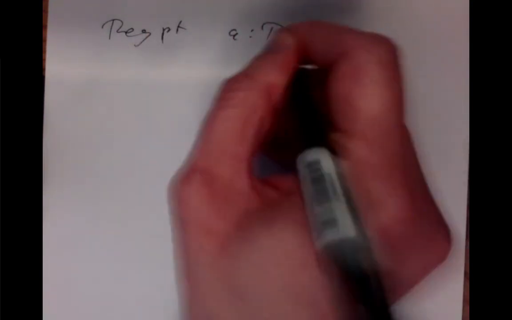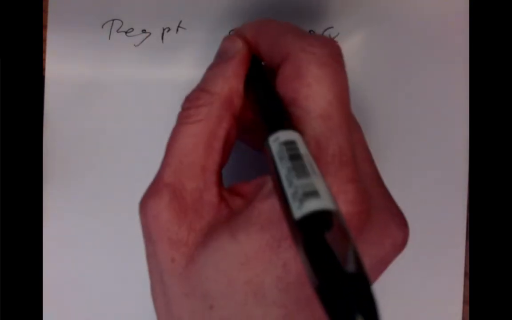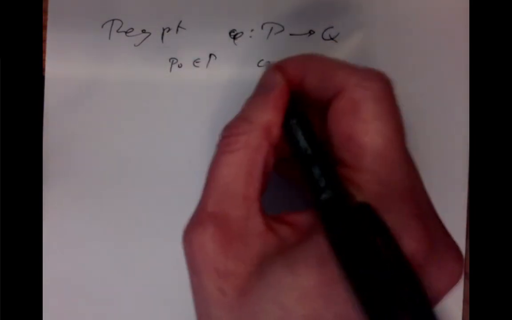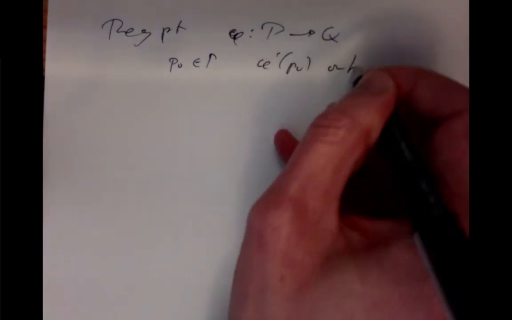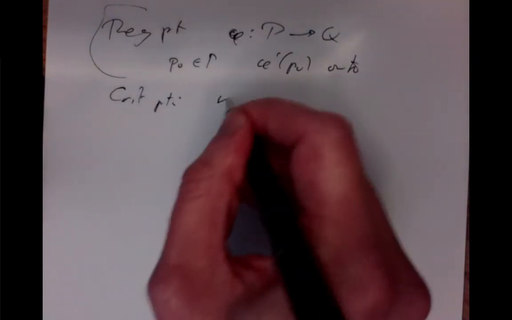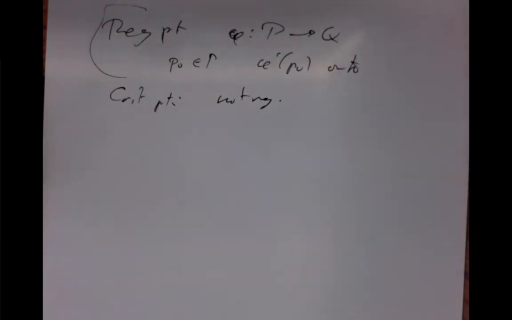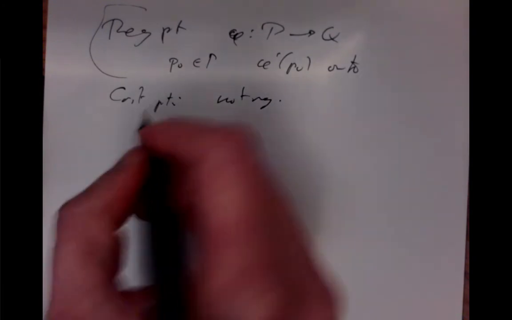What's the critical point for a map of equal dimensional manifolds? Well, in general, we said that a regular point of a smooth map of manifolds of any dimensions, whether they're equal dimension or not, is a point P0 in P where phi prime of P0 is onto. That's the definition of regular point. And so a critical point is anything else, not regular. So phi prime is not onto. Okay, so that's the definition of a critical point.